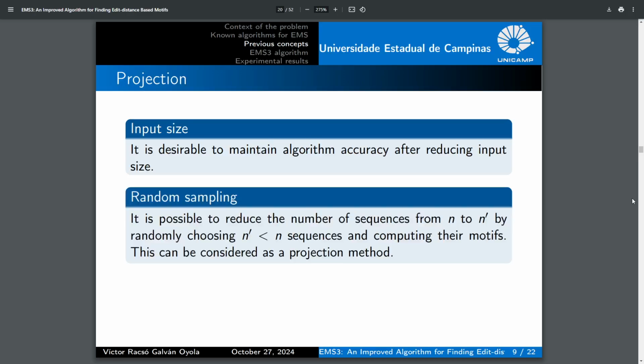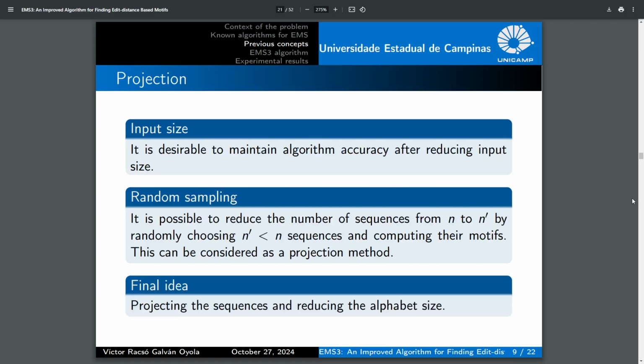We have this random sampling technique where we can just take some number of sequences that is smaller than the original one, and compute their motifs. We can consider this a projection method, since each motif should appear in every string of the original set. Then in particular it must appear in all those randomly chosen sequences. Our final idea is going to be to project the sequences and reduce the alphabet size.